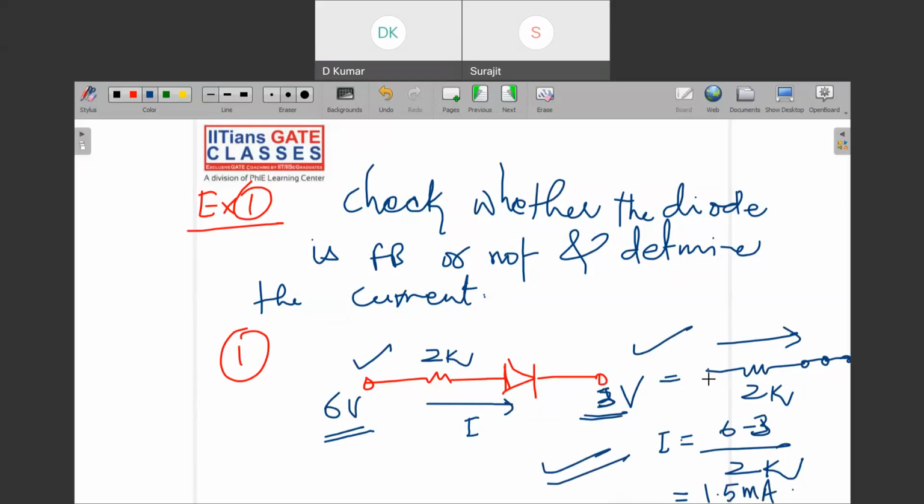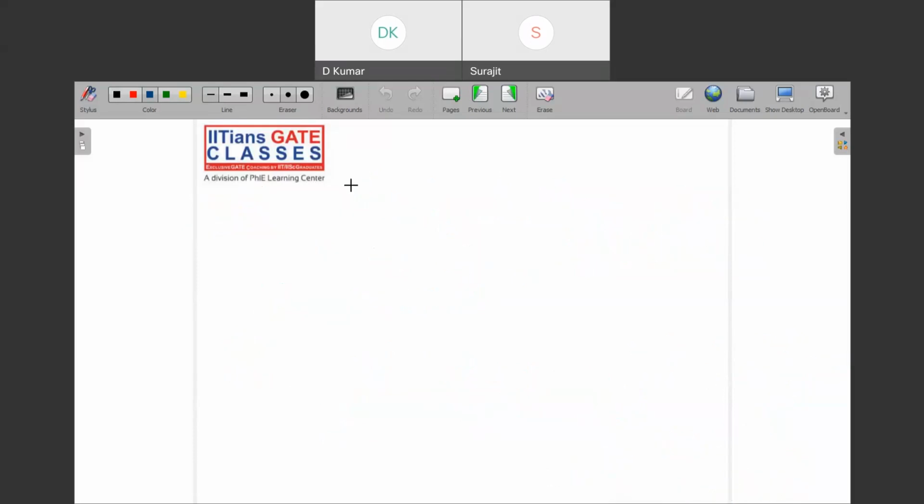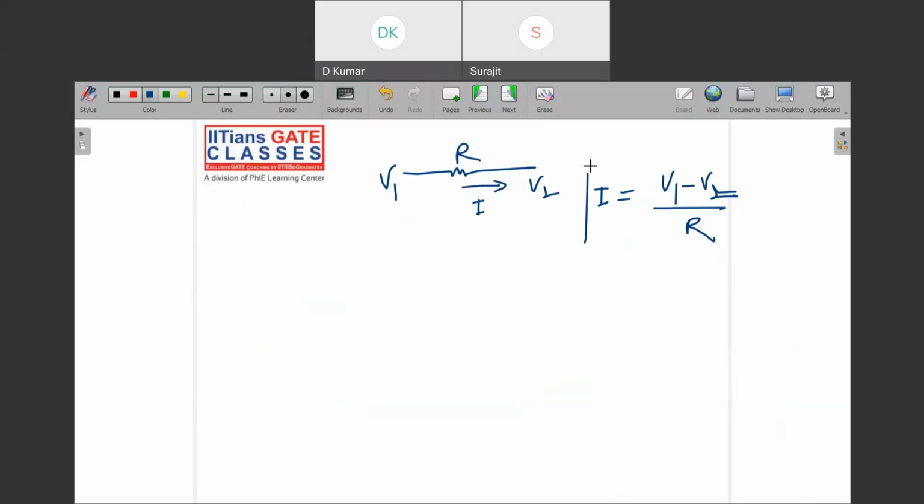Sometimes many people apply KVL here as well, so don't do that. Just understand how we determine the current directly when two potentials are known. Suppose this is R and this is V1, this is V2. If somebody wants current I, then I will be V1 minus V2 by R.